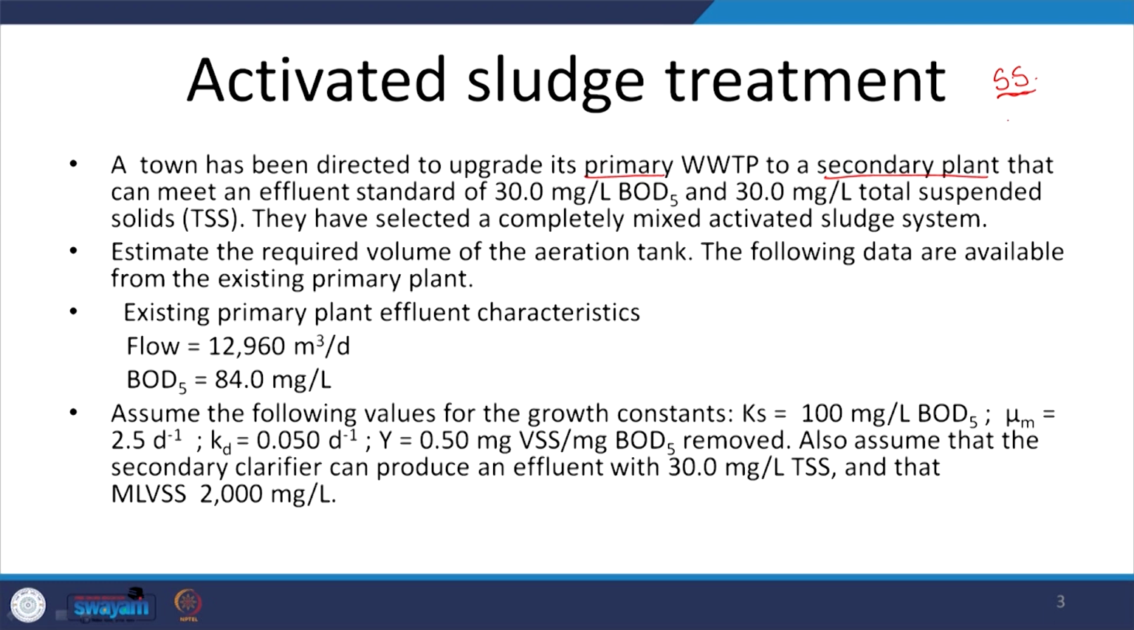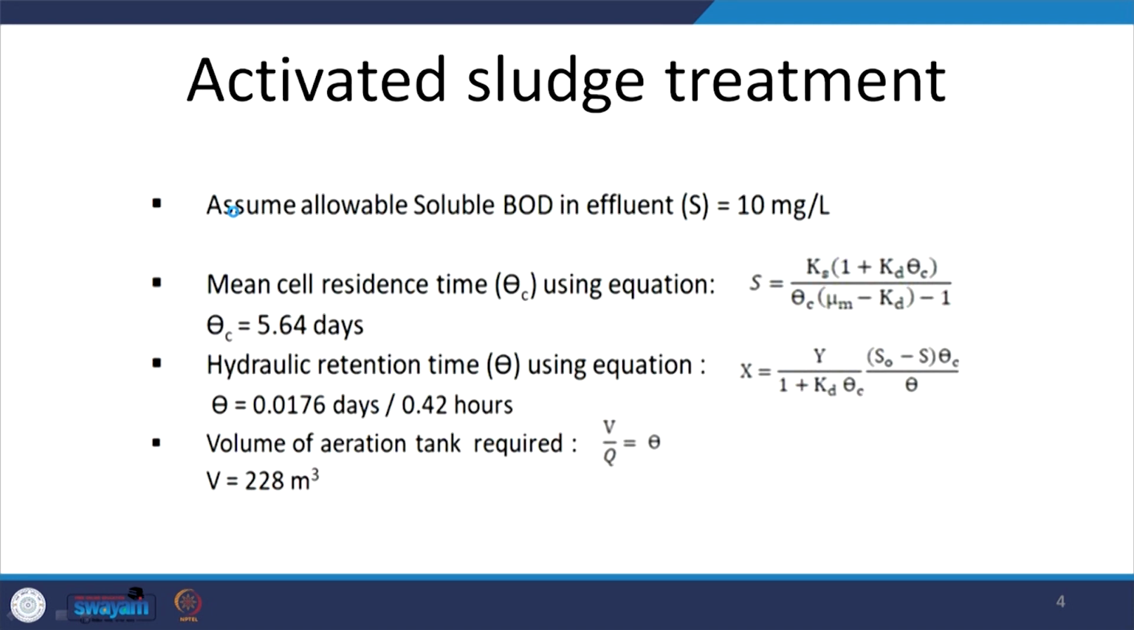In the secondary plant, we are trying to remove most of the soluble COD or the soluble organics, so that it can meet an effluent standard of 30 milligram per liter of BOD5 and 30 milligram per liter of total suspended solids. The way I wanted the TA to do this, I did not want to look at this. Hopefully, that was taken into account.